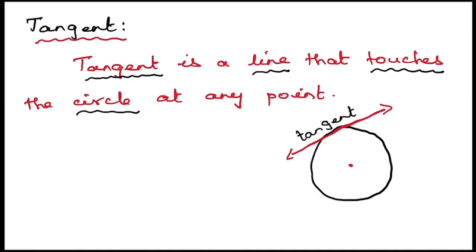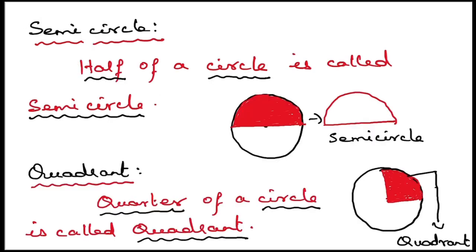Next, tangent. Tangent is a line that touches the circle at any point. The line that intersects, that is touches, the circumference of the circle is the tangent. A tangent line can touch the circumference of the circle anywhere. Next, semicircle. Half of a circle is called a semicircle. Half of the circle is the semicircle. Next, quadrant. Quarter of a circle is called a quadrant. The quarter portion of the circle is the quadrant.